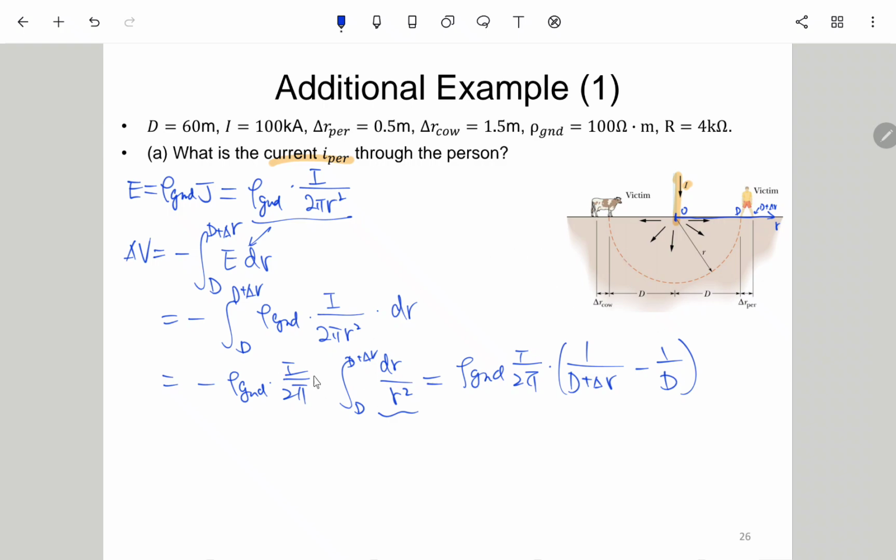There is a negative sign somewhere. Integrating this gives a negative sign, so the two negative signs become positive and it becomes 1 over r, varying from D to D plus delta R: 1 over D plus delta R minus 1 over D. Finally it becomes negative rho ground I over 2 pi, times delta R over D times D plus delta R. We just combine these two fractions like this.